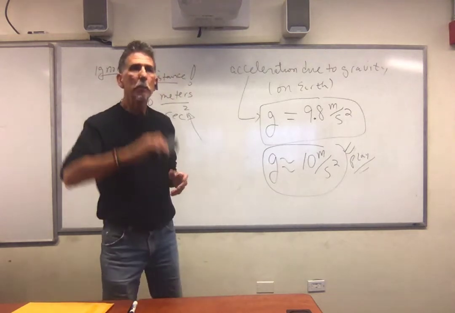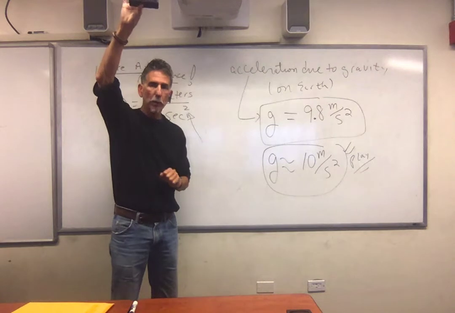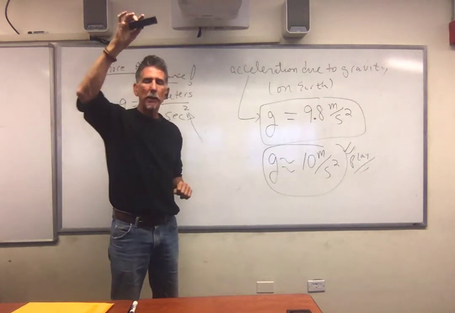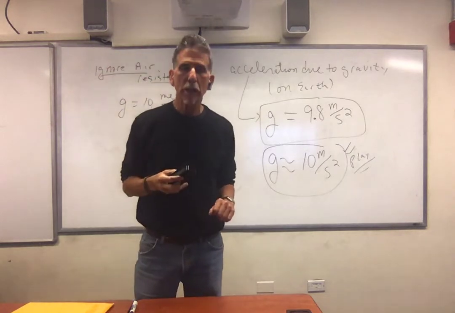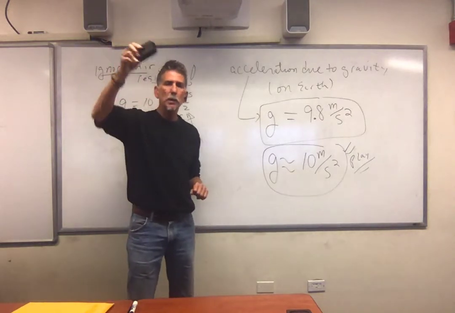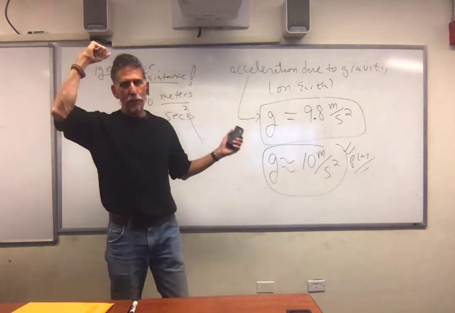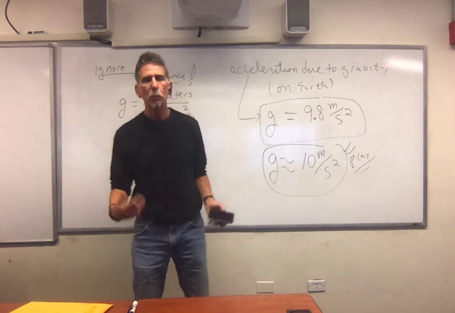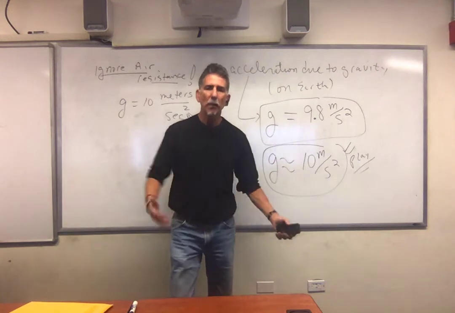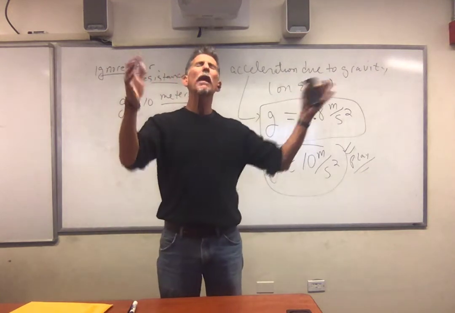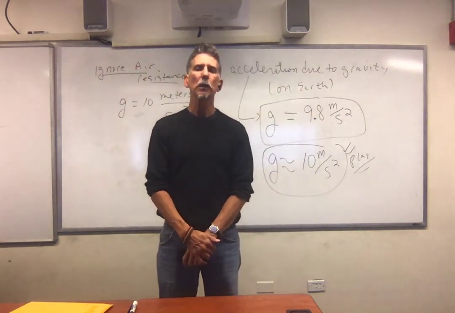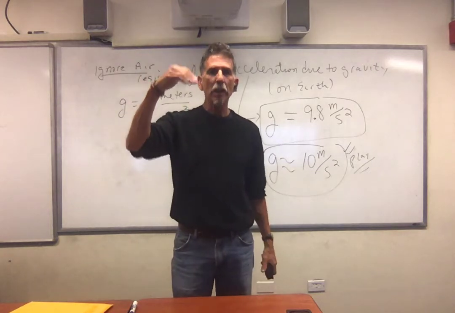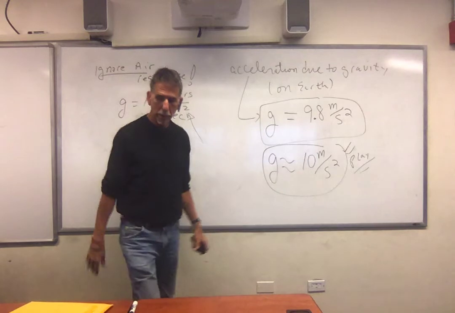What does that mean? It means if I drop an object, no air resistance, in 3 seconds, what's the speed? Well, the speed increases by 10 meters per second every second. That means after 3 seconds, the speed is, yes, 30 meters per second. After 7 seconds, what is the speed? 70 meters per second. After 11 seconds, what's the speed? 110 meters per second. Every second, the speed is increasing by 10 meters per second.